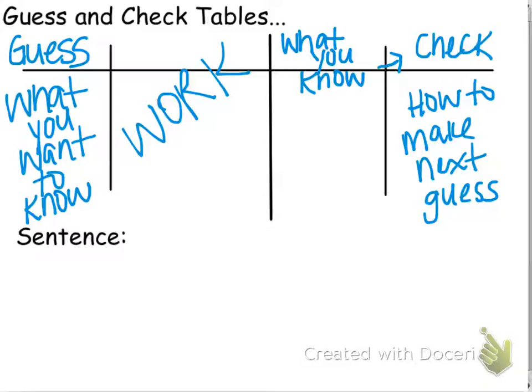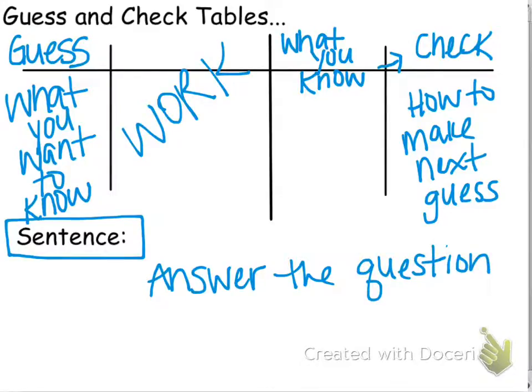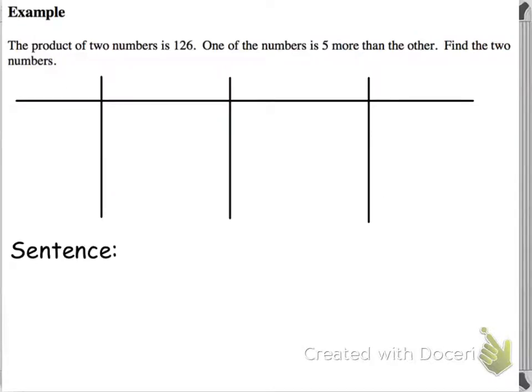Now, the other thing I want to point out is that we always want to end our guess and check tables in a complete sentence to answer the question. Your sentence should always be complete, and it should answer the question. So let's go ahead and take a look at an example.